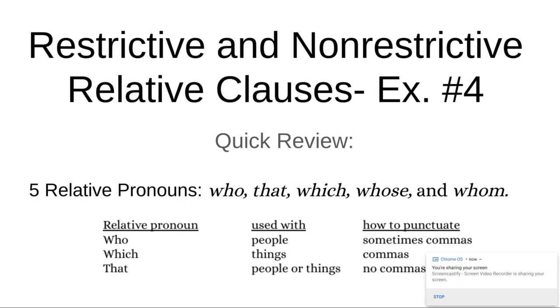The relative pronoun which is used with things, and we are always going to use commas every single time. And then finally, the relative pronoun that can be used with people or things, and we are never going to use commas. So hopefully you have that written down in your notebook. If you didn't write it down the other day, go ahead and pause the screen, write it down, because you need to commit this to memory for me, okay? Keep this in mind. This is really important, and it's really going to help you be successful for the next few upcoming exercises with relative clauses.